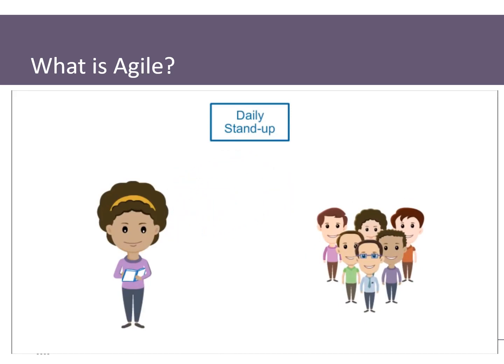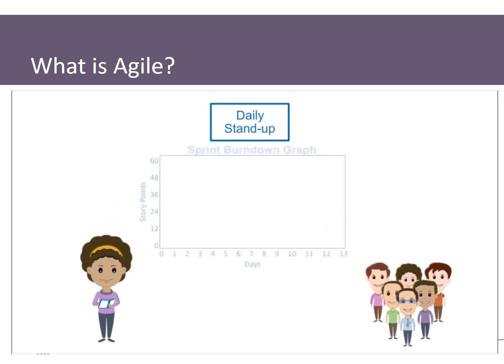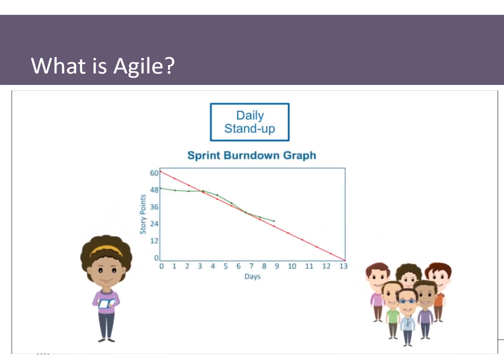Tammy records all progress in the sprint backlog. As the team does their work, she updates and shares the sprint burndown graph with the team. This graph highlights the progress made in the sprint and how much work is remaining.